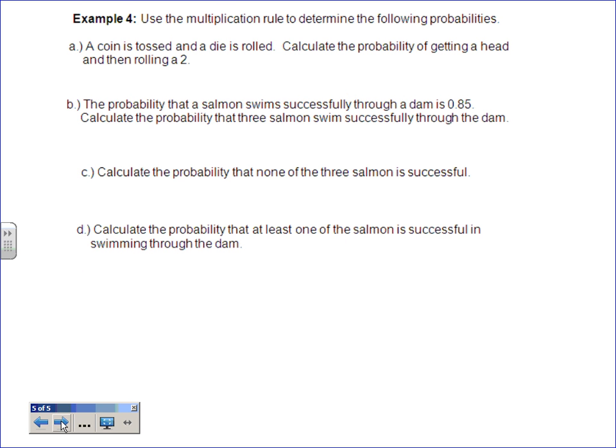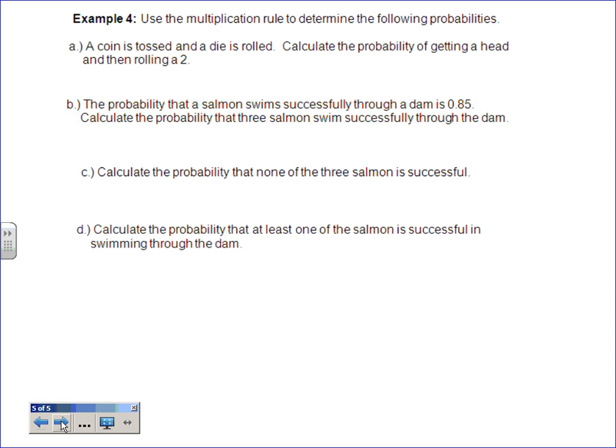All righty. We're just going to keep going here. And then we're almost done. Good thing, because the bell's going to ring soon. A coin is tossed and a die is rolled. Or, excuse me, a number cube. Calculate the probability of getting a head and then rolling a 2. Is it okay to use that second version of the formula? Yeah, it's fine. Because those two are completely independent.